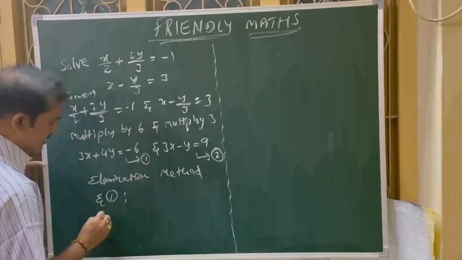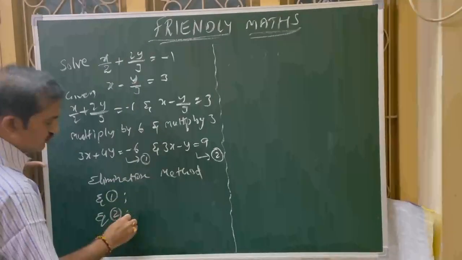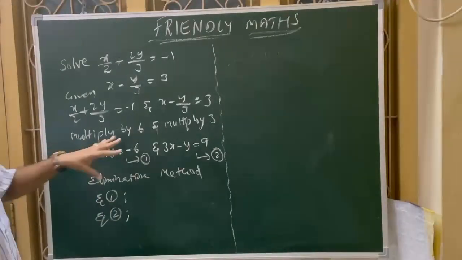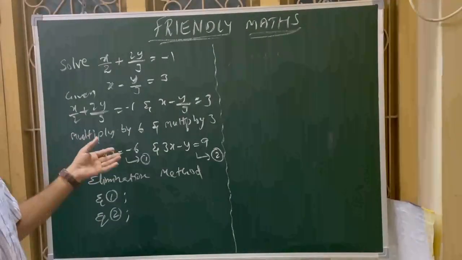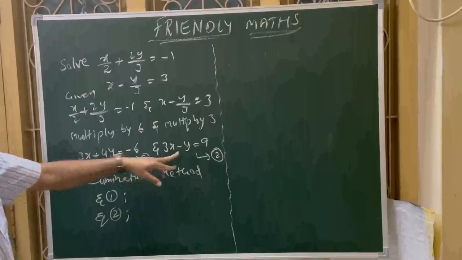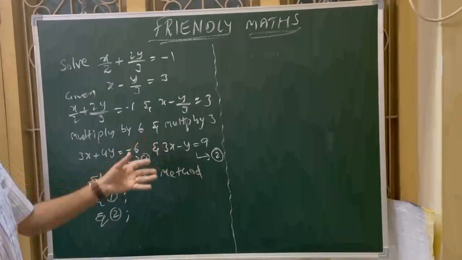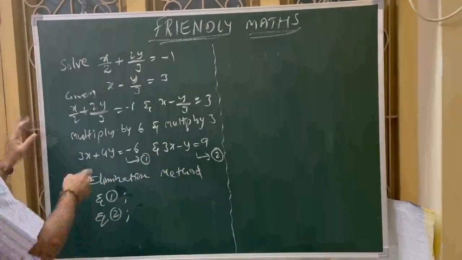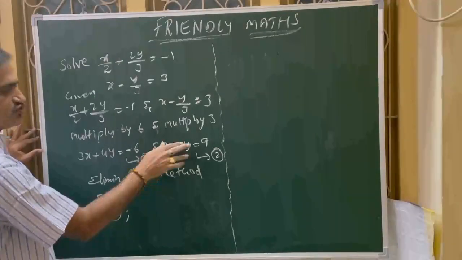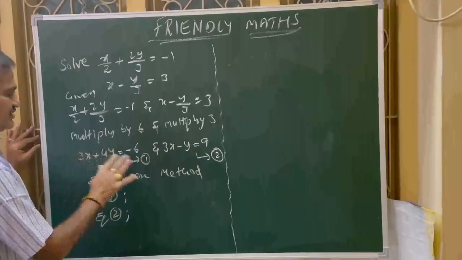Like that we have to select which one is comfortable to eliminate. Now the x term is comfortable to eliminate. To eliminate y, we have to multiply with 4 and the numerical values become larger. Then I am eliminating x. It is not wrong to take y, but this is the simplest way.